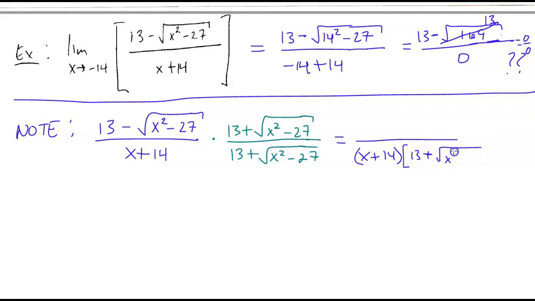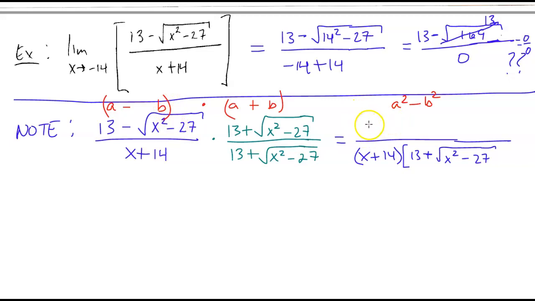That should be plus square root of x squared minus 27. For our numerator, remember again that what we have here is a minus b times a plus b, and we know that a minus b times a plus b ends up being a squared minus b squared. So we'll let a be 13 and let b be square root of x squared minus 27.